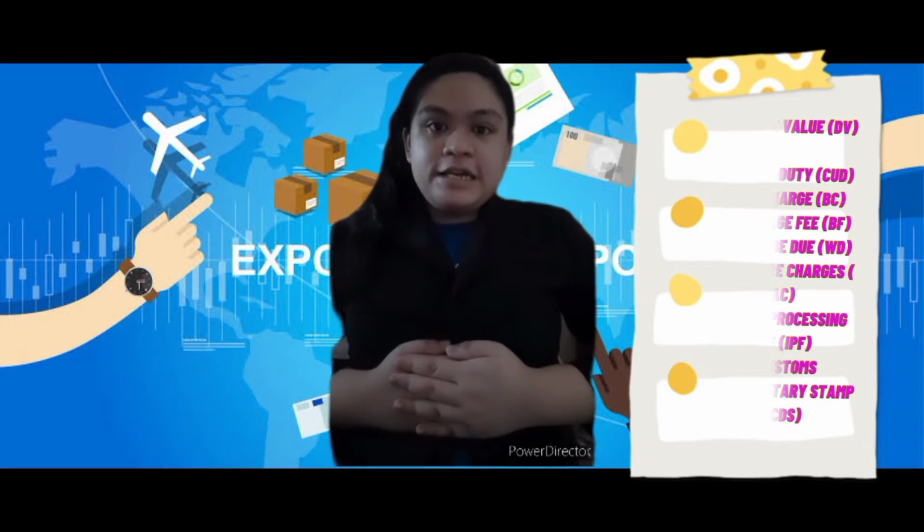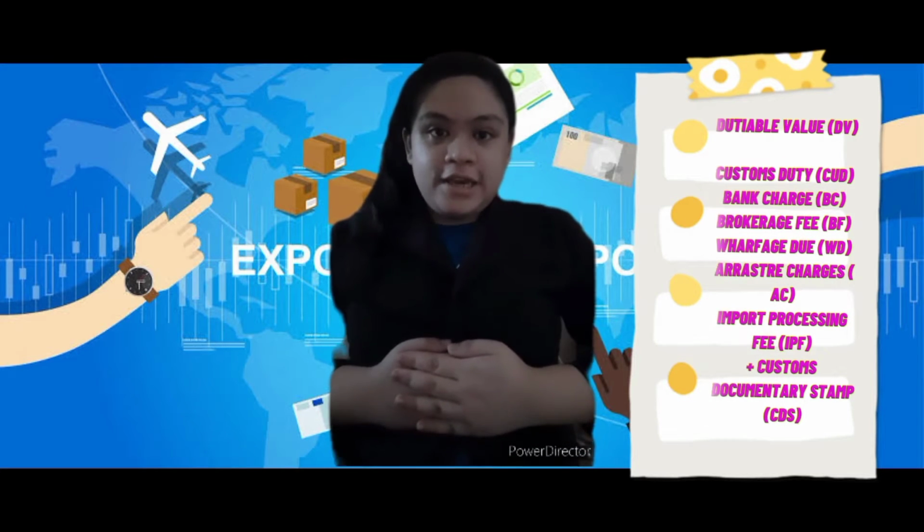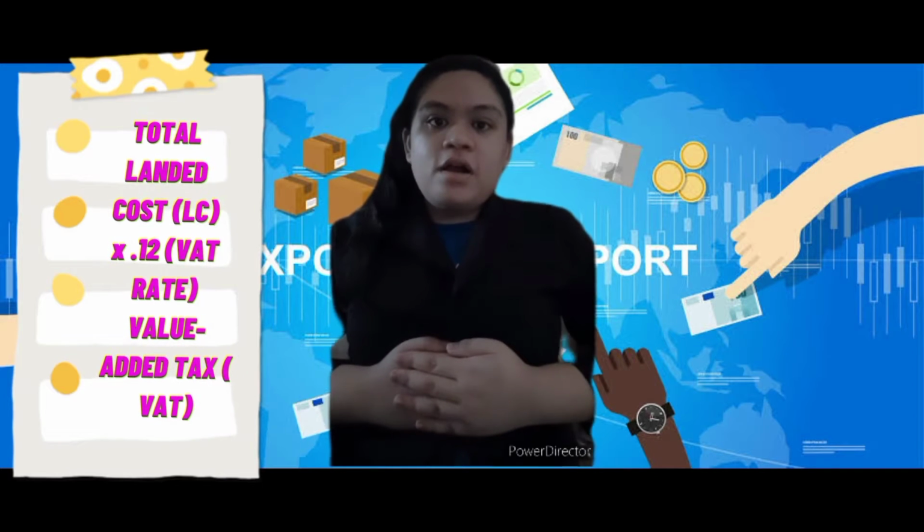The second formula is the table value, customs duty, bank charge, brokerage fee, wharfage due, arrastre charges, import processing fee, plus customs documentary stamp is equal to total landed cost, times 0.12 VAT rate equals value added tax.